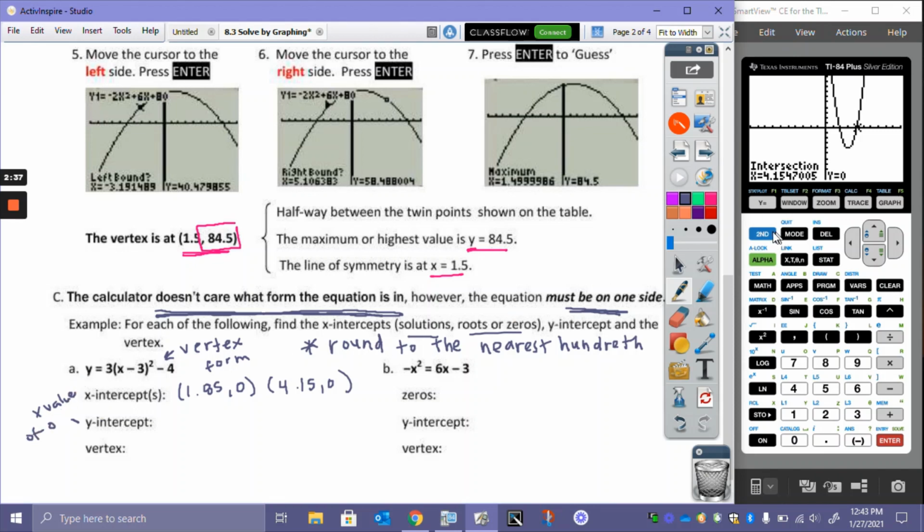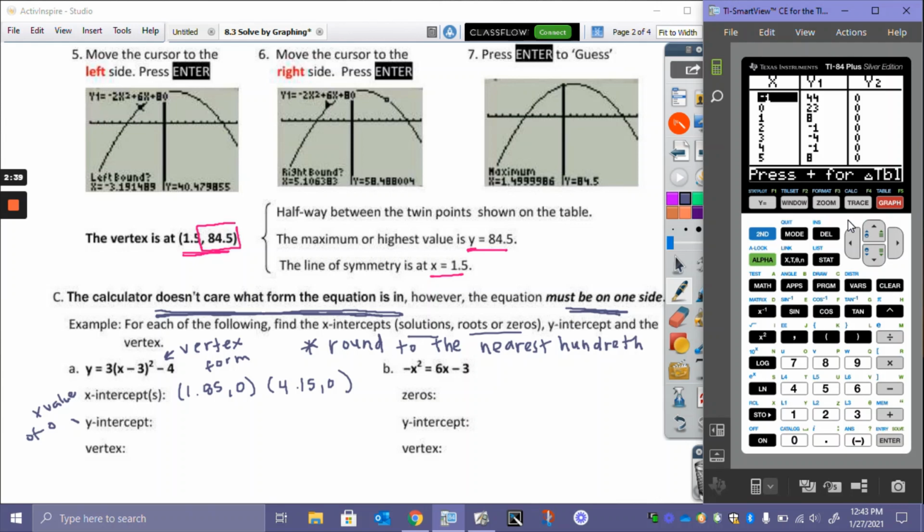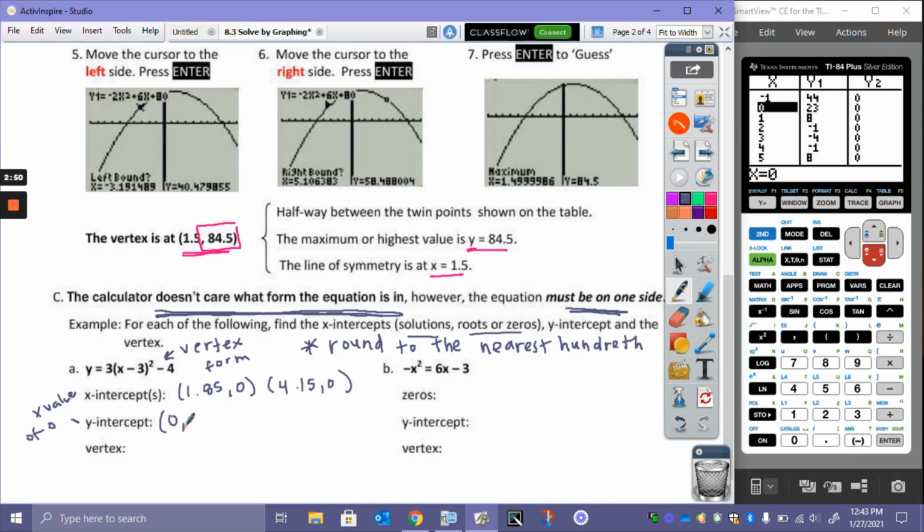So let's go ahead and look at our table. Second graph pulls up our table, and we've got our x value of 0 right here. So this right here will be our y-intercept. We can go ahead and write that, 0 and 23.